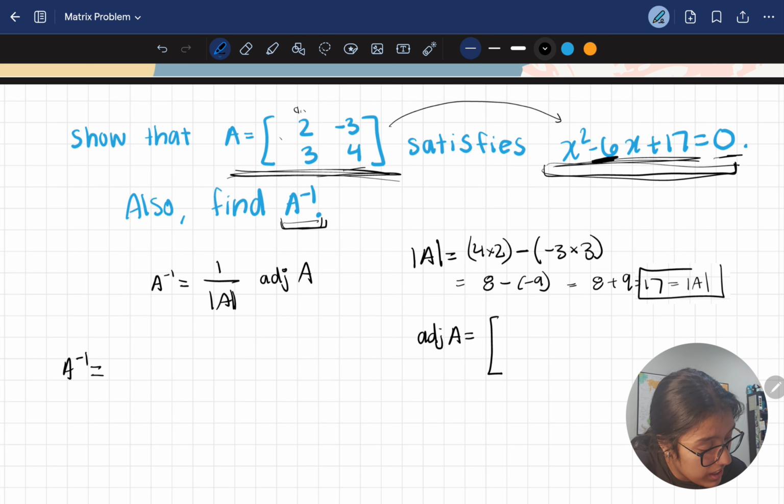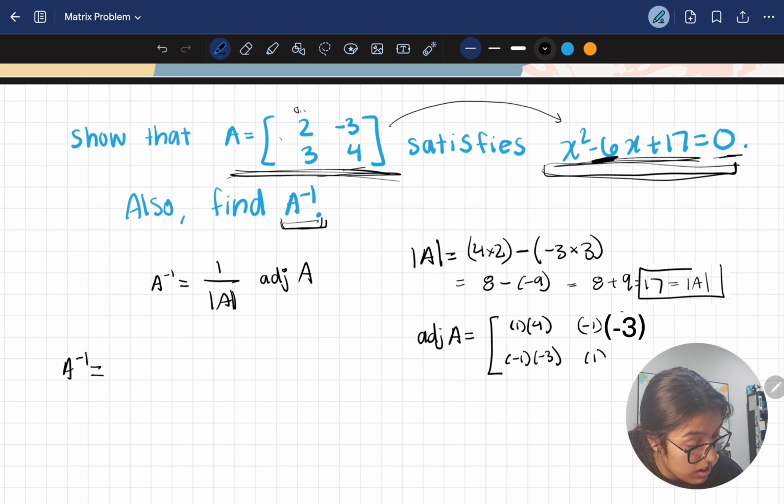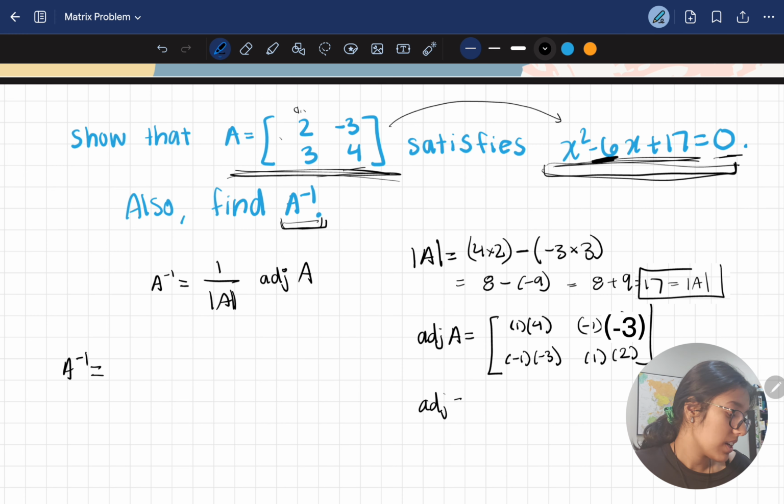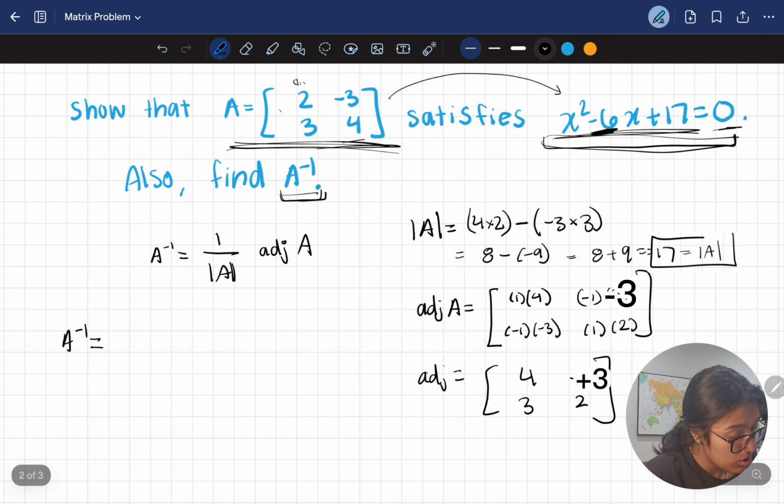For A11, that will be 1 times 4. Next will be negative 1 times 3. And the next one would be negative 1 times negative 3. And then the last one would be 1 times 2. We can simplify this, saying this is [4, negative 3, 3, 2]. Yes, there are a lot of matrices in this problem, even though we were just given one matrix. But here we have [4, negative 3, 3, 2].